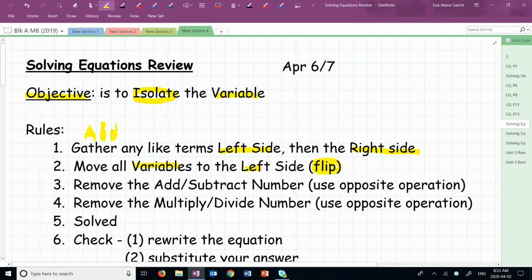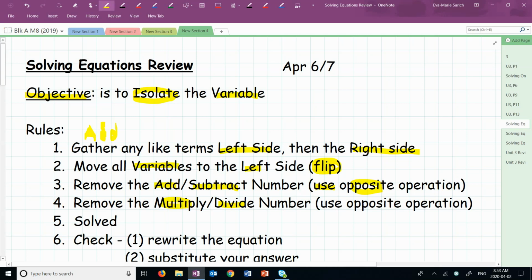Okay? The third step then is to look and see if there's any numbers that are either added or subtracted from the variable, and we're going to use opposites to get rid of that. So if there's an add 2, we would subtract 2. If there's a subtract 4, we would add 4. The next step is to remove any multiply or divide numbers, and again we're using opposites. So if there was a 2 multiplying the variable, we're going to divide by 2. If there's a -3 dividing the variable, then we're going to multiply by -3.